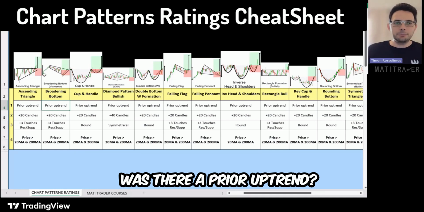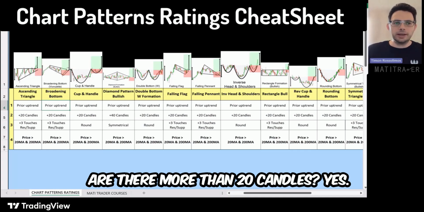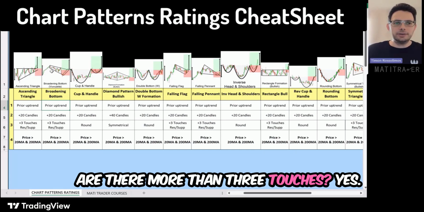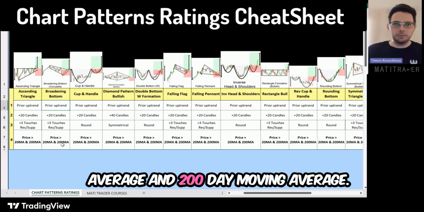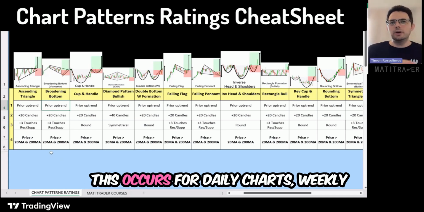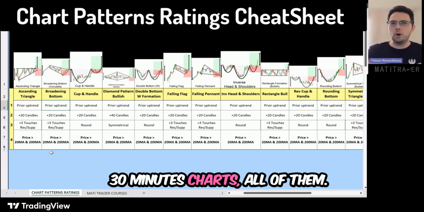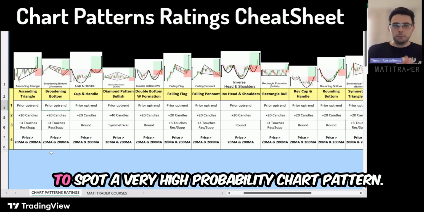Was there a prior uptrend? So you can see here was a prior uptrend. Are there more than 20 candles? Yes. Are there more than 3 touches? Yes. And is price above the 20 moving average and 200-day moving average? This occurs for daily charts, weekly charts, monthly charts, 5-minute charts, 30-minute charts, all of them. This is the criteria that you must use to spot a very high probability chart pattern.